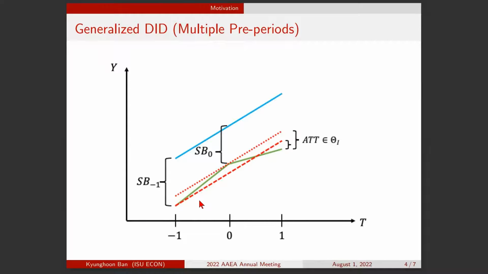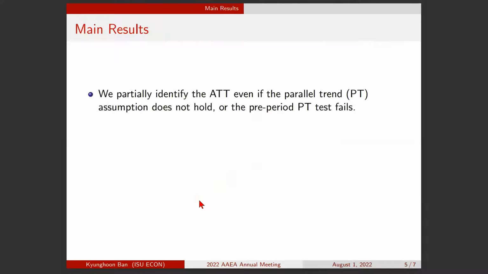And accordingly, we can now partially identify ATT, or differently, we can set identify ATT. Here, ATT is no longer a single point, but now we identify it as a region or interval. That's the expense of relaxing the parallel trend assumption. So let me summarize the main results first.